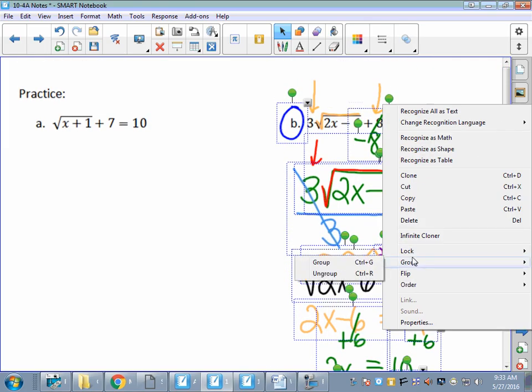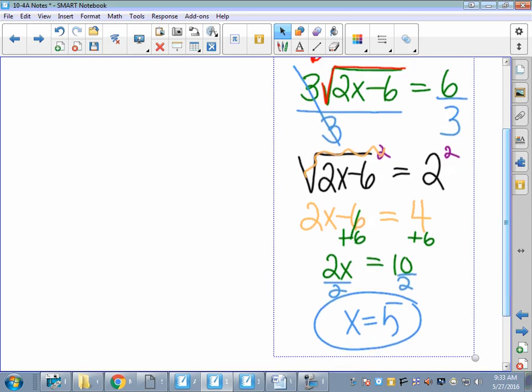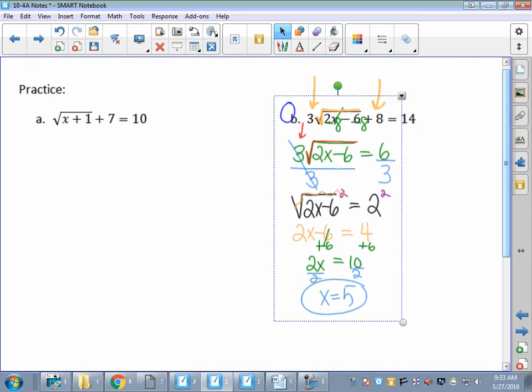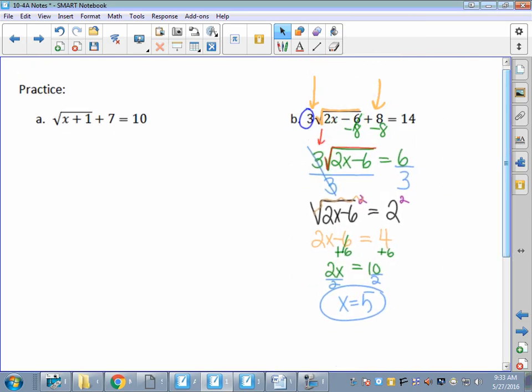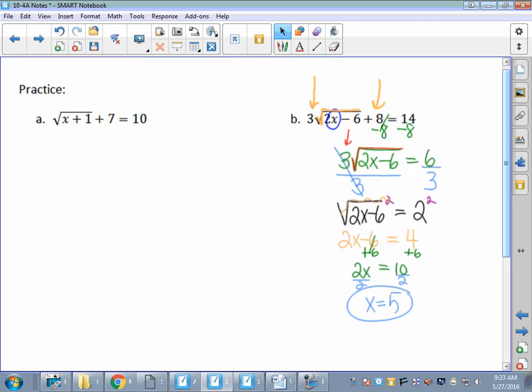So I've got first to isolate the radical. So to do that, I got rid of the 8. There we go. I got rid of the plus 8. I divided by 3. Once I get that radical by itself, I'm going to square both sides, and then I'm going to solve what's left over. Right?